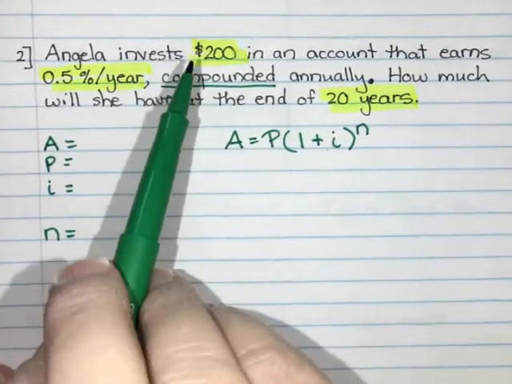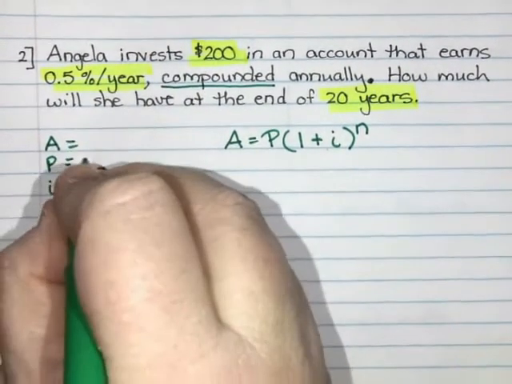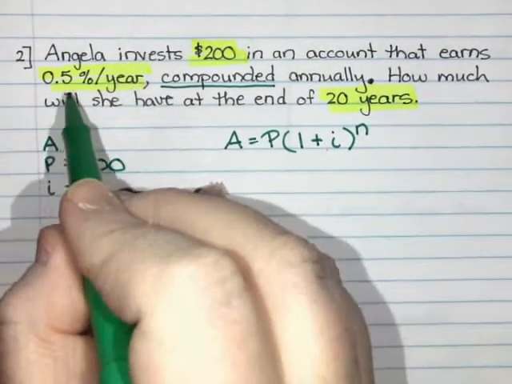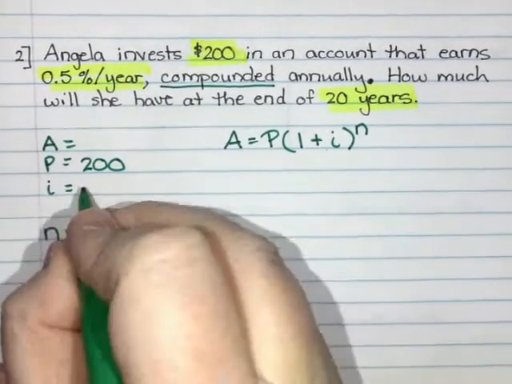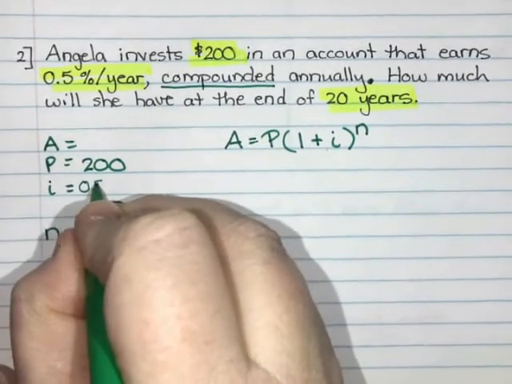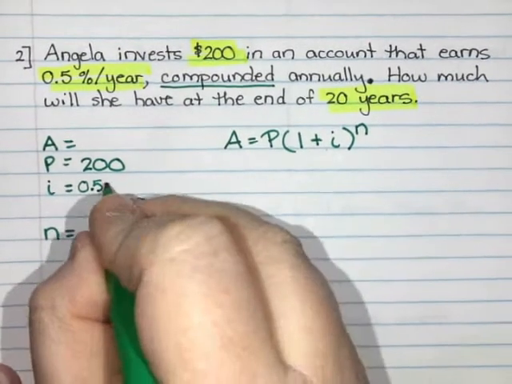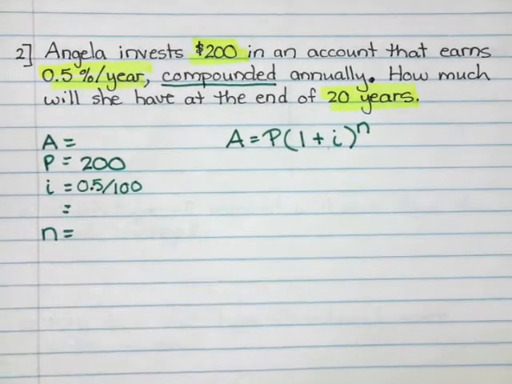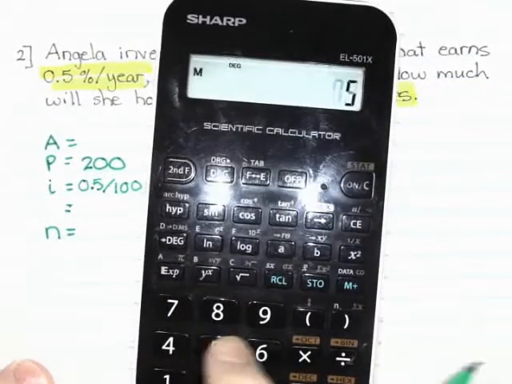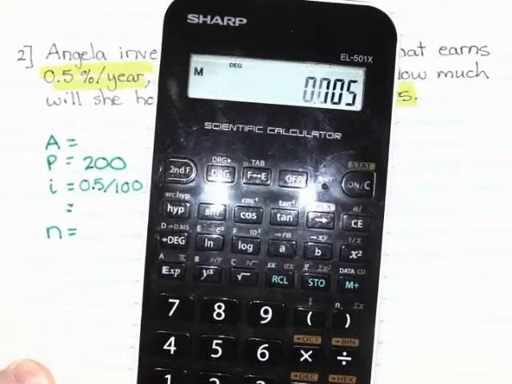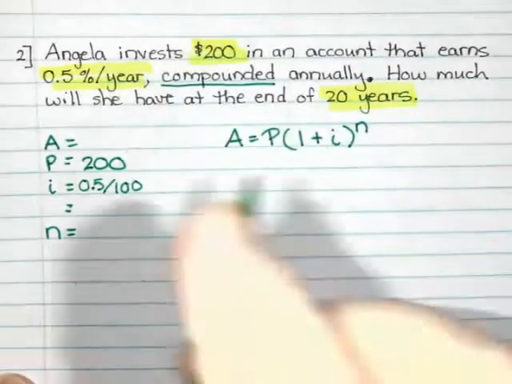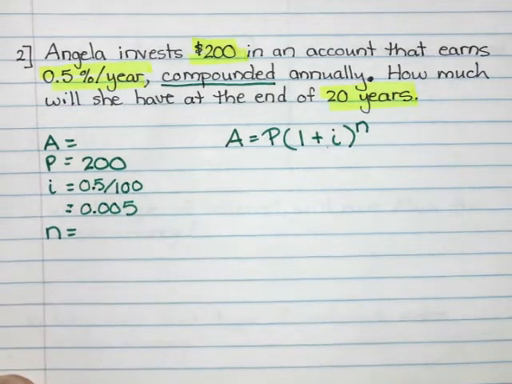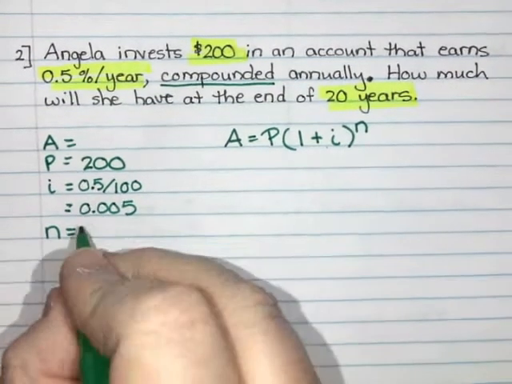So as I read through the question, it says she's investing $200. That is her starting amount, her principal. So I'm going to put that next to P. And she's earning 0.5% a year. So I can't just put 0.5 in because that's a percent. I need to divide it by 100 because percent means per 100. So 0.5 divided by 100 is 0.005. And then 20 is the number of years.